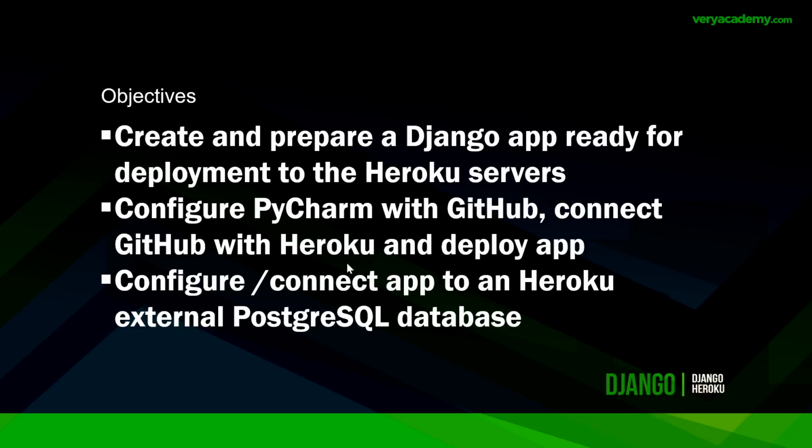app on Heroku. We're going to be configuring PyCharm with GitHub so that we're going to then connect GitHub with Heroku and then deploy the app. So we're going to go from PyCharm to GitHub and then GitHub to Heroku. So that's the setup that I'm going to go through in this tutorial. So we'll finish off with configuring a Postgres database with Heroku.